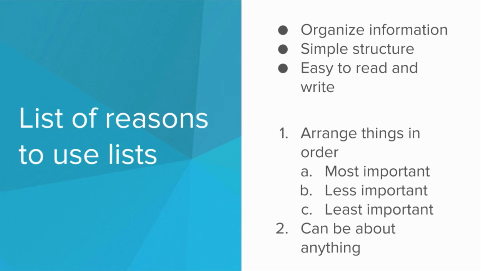We can also use numbers or letters to arrange things in order from most important to least important. And lists can be about anything. And we see them all the time. We see them all over the internet.